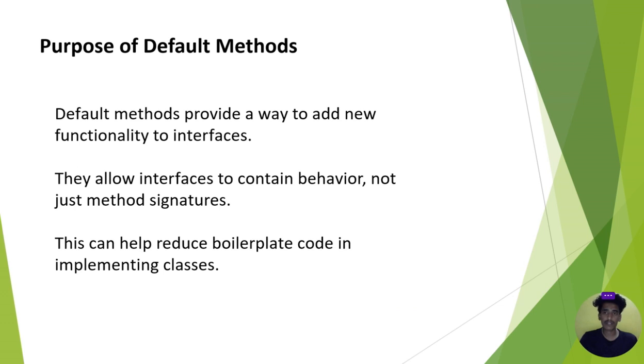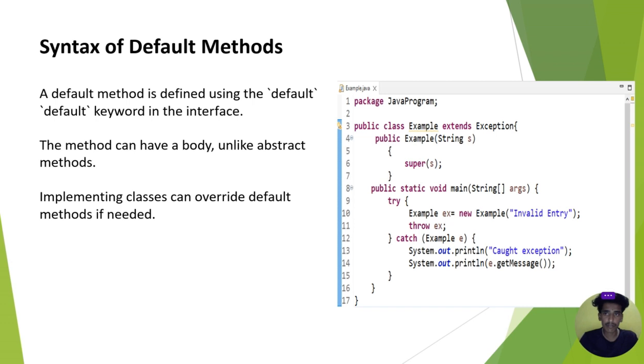Purpose of default methods. Default methods provide a way to add new functionality to interfaces. They allow interfaces to contain behavior, not just method signatures. This can help reduce boilerplate code in implementing classes. Syntax of default methods. A default method is defined using the default keyword in the interface. The method can have a body, unlike abstract methods. Implementing classes can override default methods if needed.